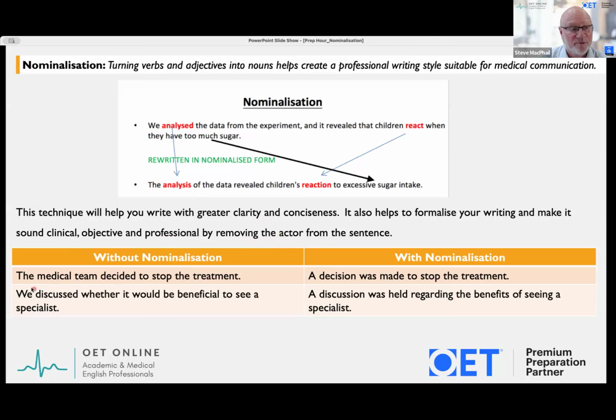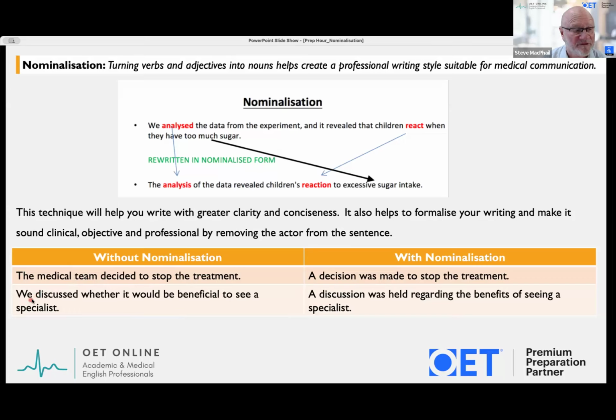Here's another example. The medical team decided to stop the treatment. A decision was made to stop the treatment. So again, we removed the medical team because it's not as relevant. The most important thing is the decision. We discussed whether it would be beneficial to see a specialist. A discussion was held regarding the benefits of seeing a specialist.